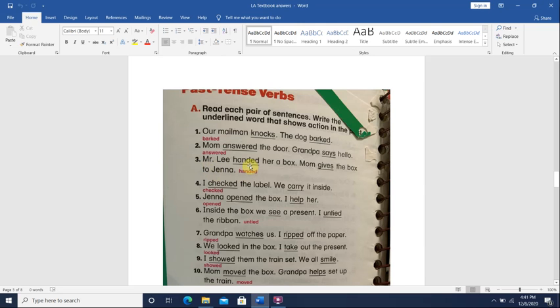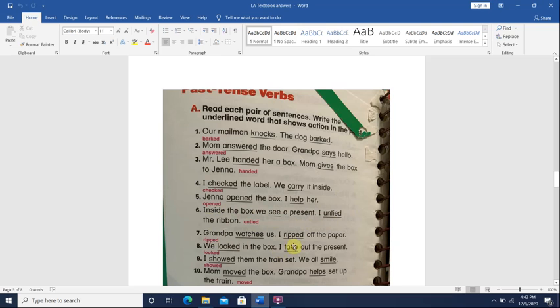Okay, handed is the verb in the past. I checked the label, we carry it inside. Checked is the verb in the past. Jenna opened the box, I helped her. Opened is the verb in the past because it ends with ed. Inside the box we see a present. I untied the ribbon. So see and untied. Okay, untied is the verb because it ends with ed.